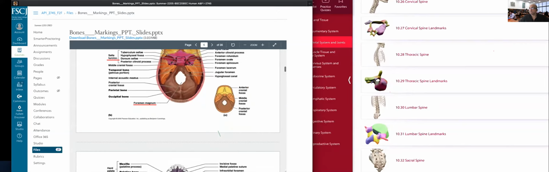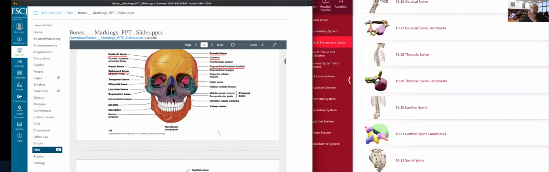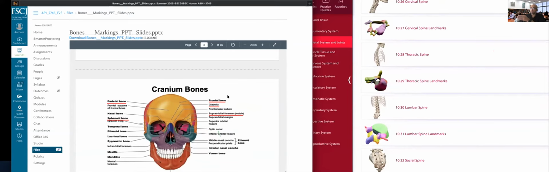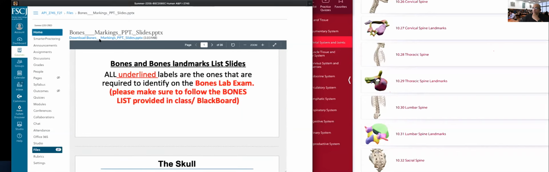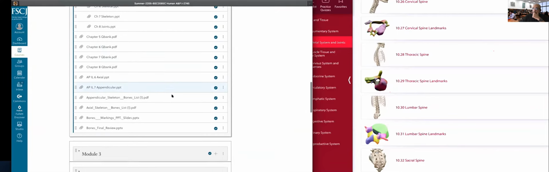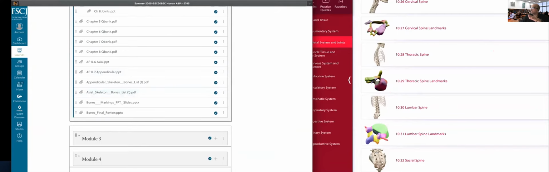All right, so again, we have the lists. We have the PowerPoint on which I underlined the markings for you, which are on the list. But the list still contains more information than the PowerPoint, so you can't just study the PowerPoint. Again, your Visible Body assignment is not a source to study from. It's a practice tool. This is where you should be studying from. This is the complete set of information.